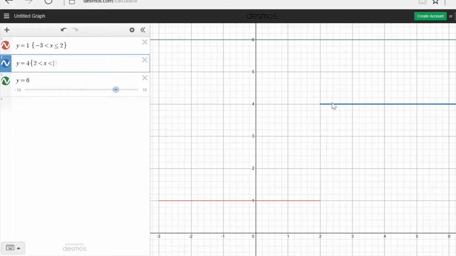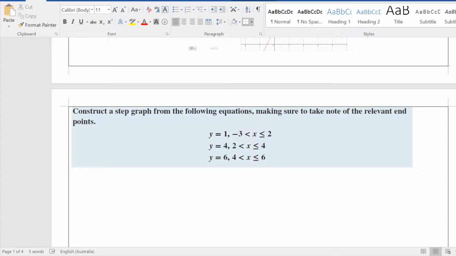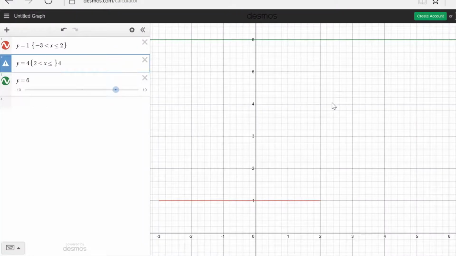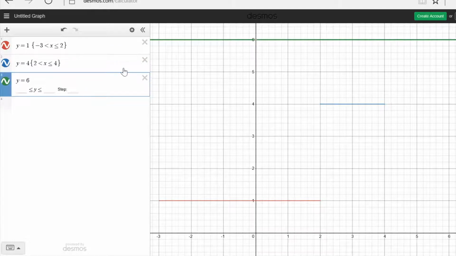2x has to be greater than 2, but then 4 is greater than or equal to x. It keeps doing that. Okay, there we go. There's my second one done. Notice there was no gap along the x-axis for that one. We have to do a little bit more to it, but I'll talk about that in a moment and show you how I'd do it.